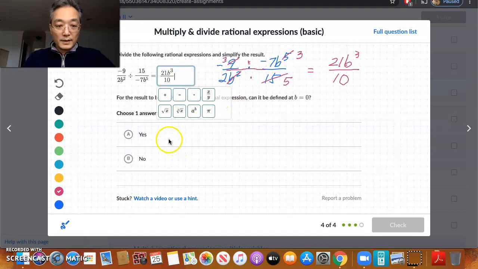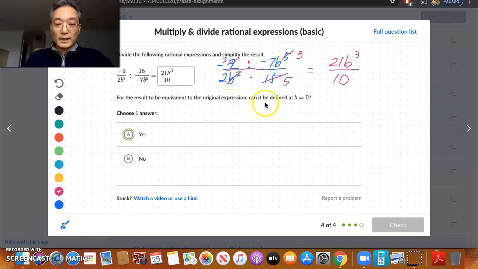And again, the question they're asking is, for the result to be equivalent to the original, can it be defined at b equals 0? And again, if we define b at 0, it'll turn the denominator 0. Therefore, again, our answer is going to be no.